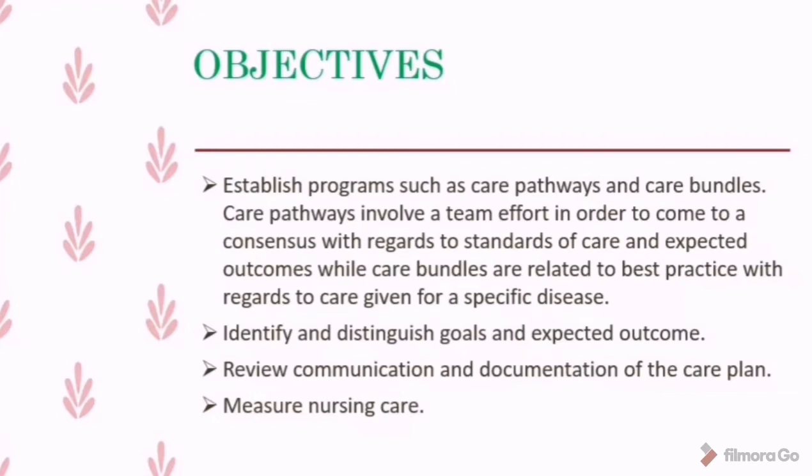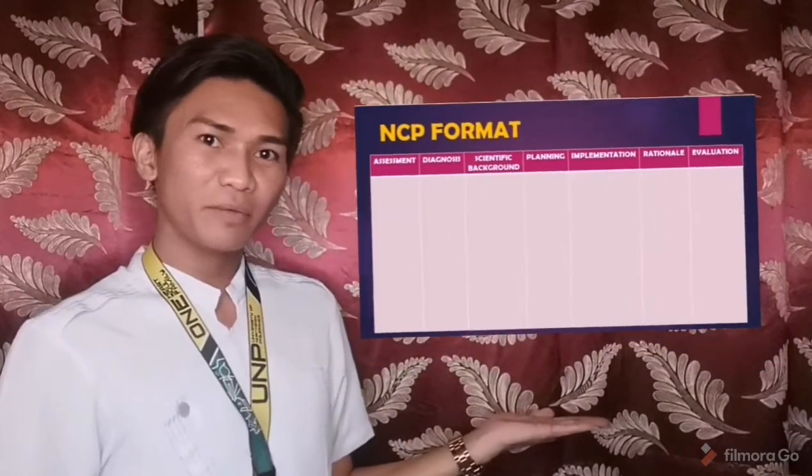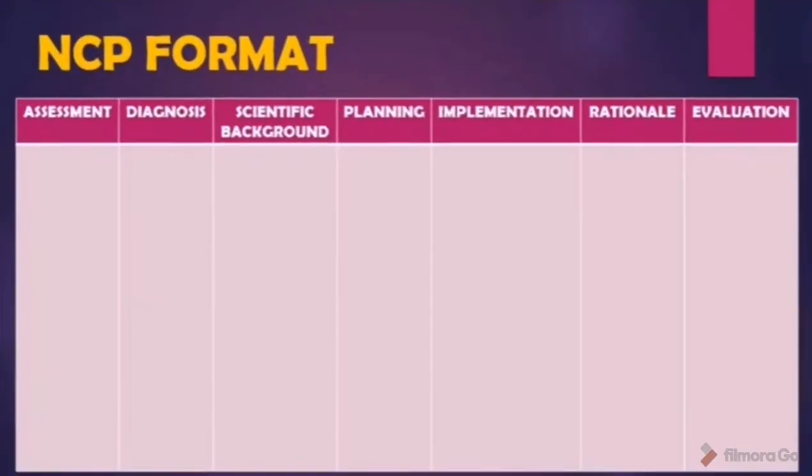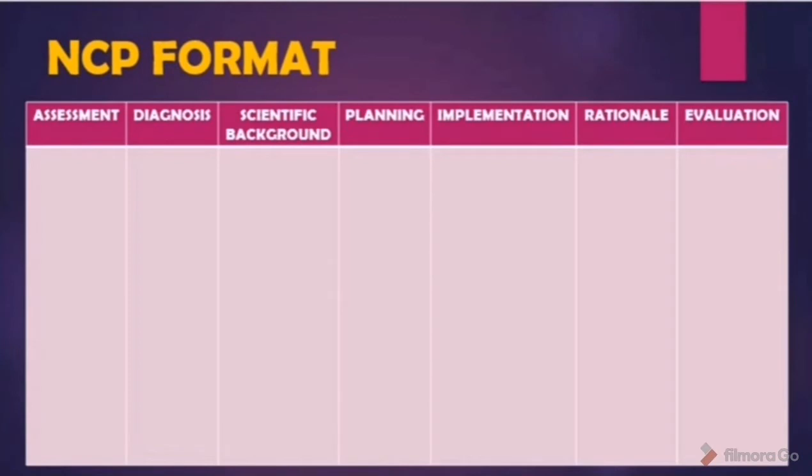It also establishes programs such as care pathways and care bundles. It identifies and distinguishes goals and expected outcomes, reviews communication and documentation of the care plan, and measures the nursing care to your clients. So here is the nursing care plan format for your hospital case study. Your NCP consists of an assessment, diagnosis, scientific background, planning, implementation, rationale, and your evaluation.